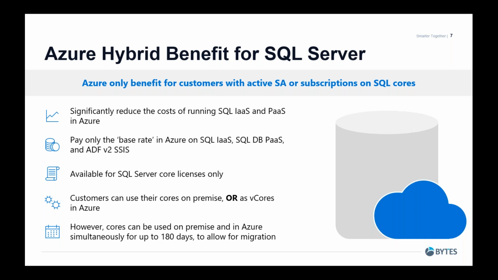Now, when looking at the Azure Hybrid Benefit for SQL Server, it's only available for SQL Server core licenses, not the per server license. So if you have that, it can't be used under the Azure Hybrid Benefit. Customers such as yourselves can use your cores on premises or as vCores in Azure. And again, it comes with that simultaneous use on premise and in Azure for 180 days to allow for migration. The same rules apply: if you are 180 days in and you haven't migrated everything over, then Microsoft will deem that those licenses are being used in Azure solely, and you will need to license your on-premise estate.